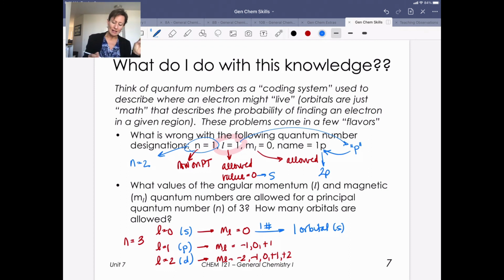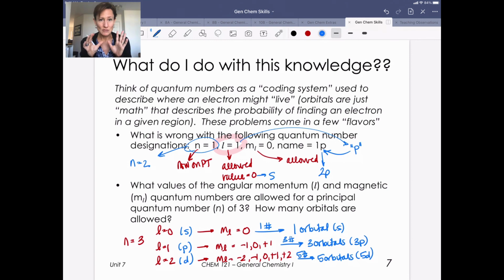When we have L equals 1, m sub L equals minus 1, 0, and plus 1, there are 3 numbers here. We've got 3 numbers, so that means we've got 3 orbitals, and we've got 3 p orbitals. Okay, this 3, just to highlight, is not that 3. Now for here, we've got 5 numbers, so we're going to have 5 orbitals. So there are 5 possible d orbitals.